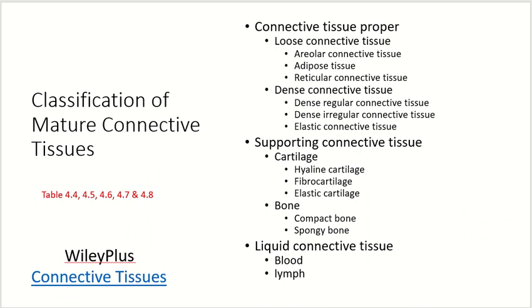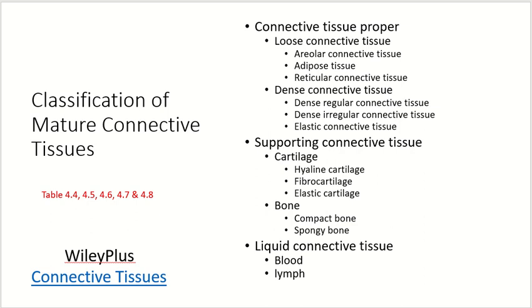Now, here we have quite the extensive classification for our mature types of connective tissue. We've got our connective tissue proper. This includes our loose and dense connective tissue. Loose is going to be things like adipose tissue and areolar connective tissue. Dense connective tissue is things like dense regular or irregular connective tissue. Tendons are a great example of a dense regular connective tissue.